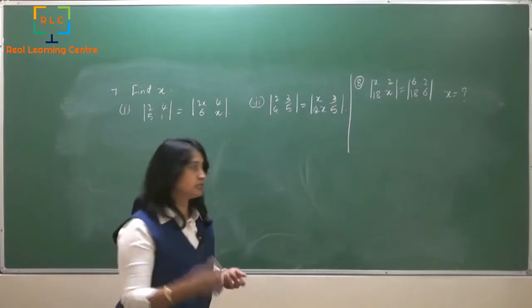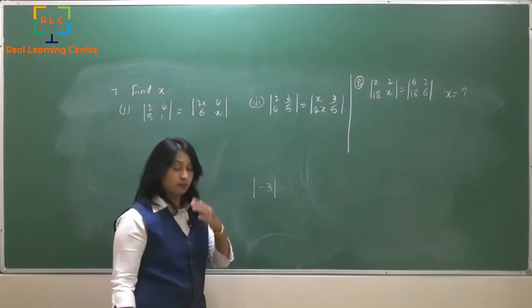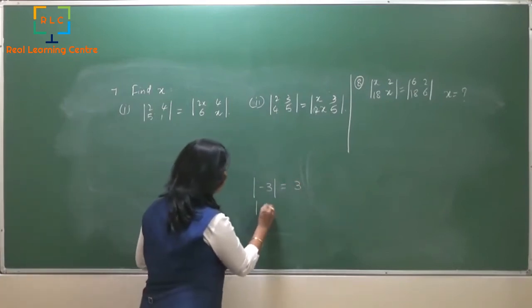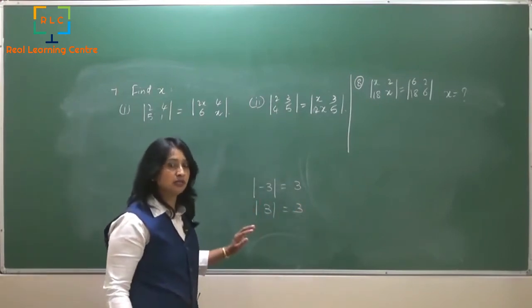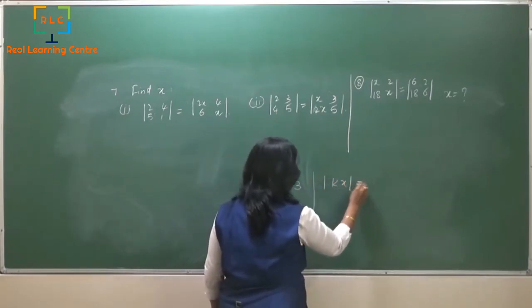Inside the modulus, for example, the modulus of minus 3 is equal to plus 3. The modulus of plus 3 is also equal to 3. This I know when I have a real value inside. But if you have the modulus of k, this we do not know, children.